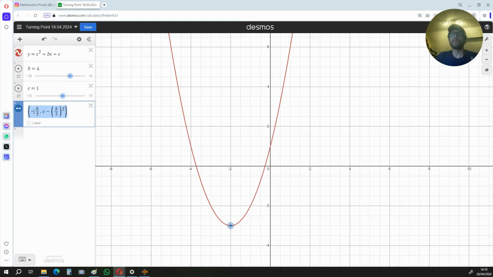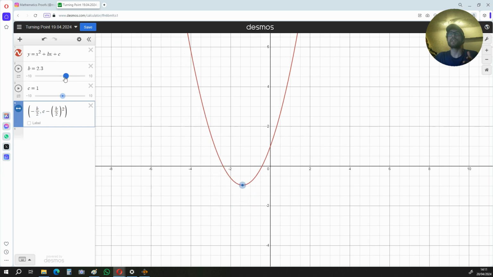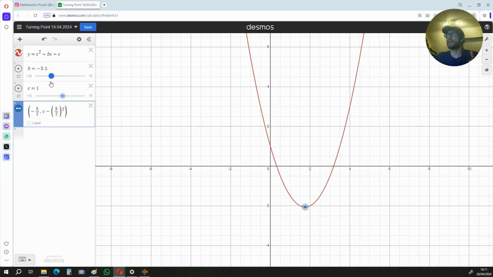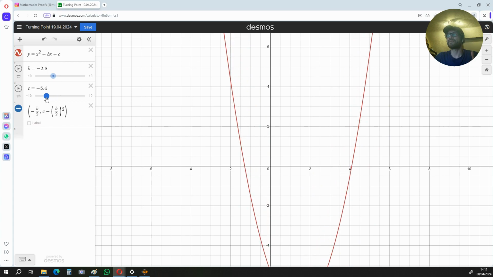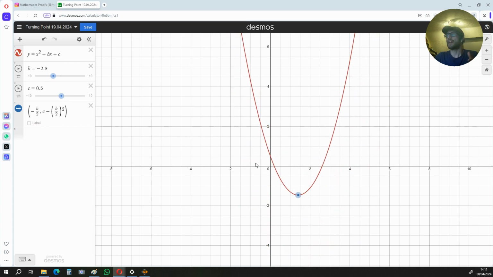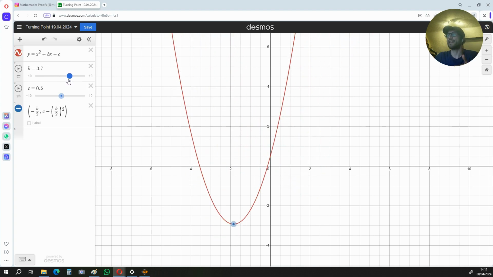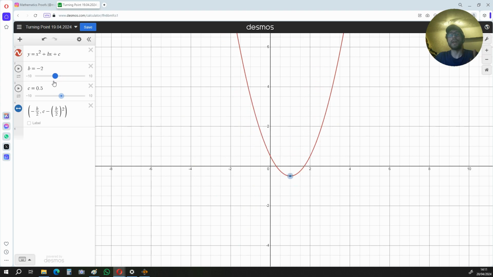Over here we have the coordinates minus b over 2, c minus b over 2 squared. And over here we have the graph y is x squared plus bx plus c. As you can see, whatever we do to the constants b and c, that turning point remains correct. It doesn't matter if we move b or c, it's always where it needs to be.